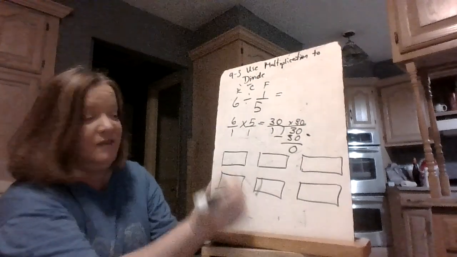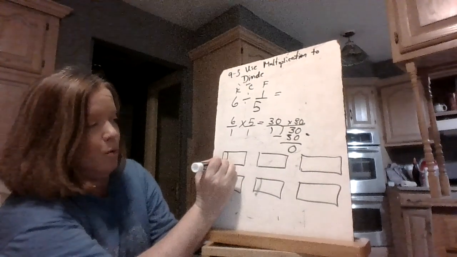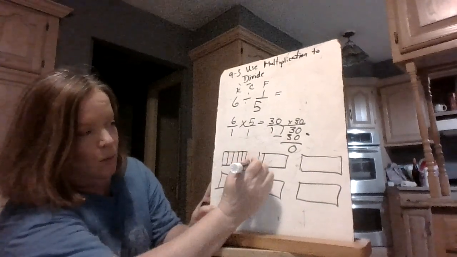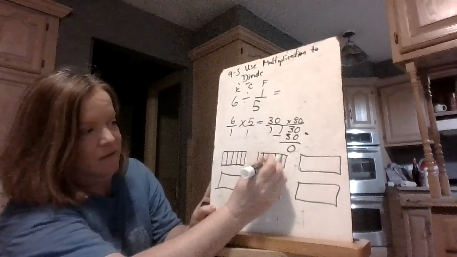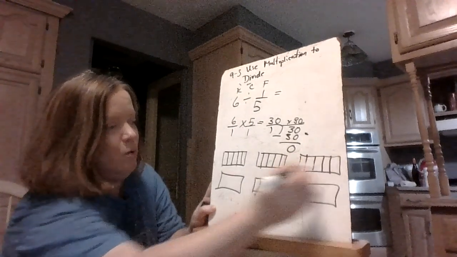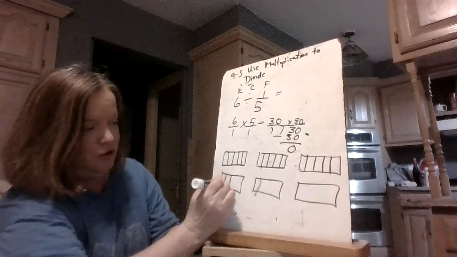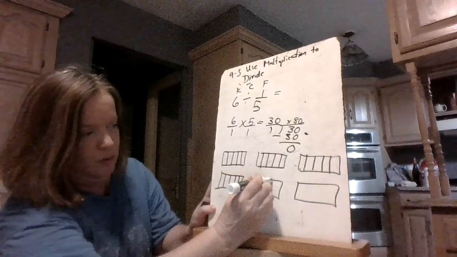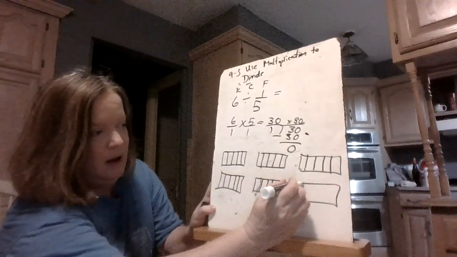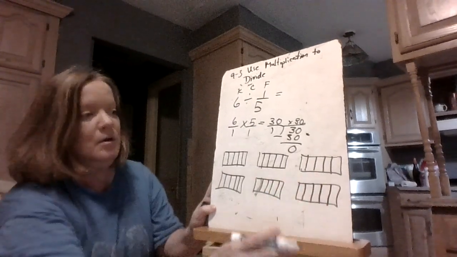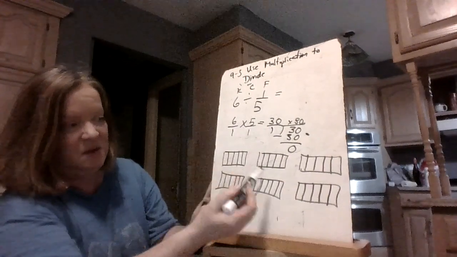So again, if I'm making fifths, I've got to have 4 lines. 1, 2, 3, 4. Okay. So every one of these has been cut into fifths.